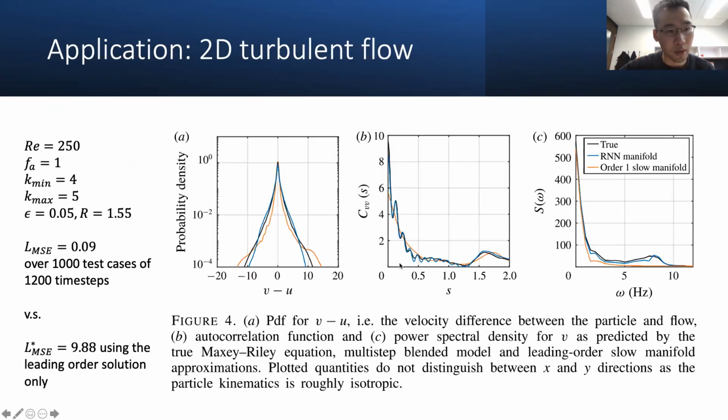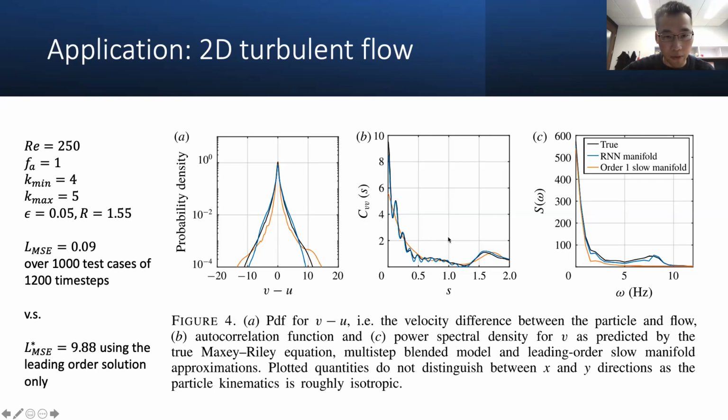And here are some of the results. Overall, their mean squared error was able to achieve 0.09 compared to 9.88. So here they were showing some quantitative numbers. First, they showed the probability density of the particle-fluid velocity difference, and you can see that their model was actually better compared to the leading order term.